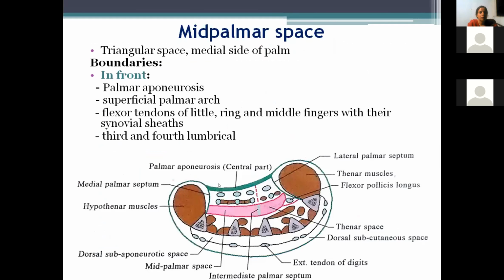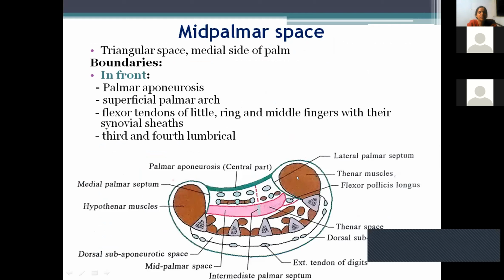Now, the mid palmar space. When you talk about the mid palmar space, this is towards the little finger, right? This is the thumb, this is not towards the thumb, this is towards the little finger. So this pinkish area, whatever you are finding, this is actually the complete space. Towards the little finger it is called the mid palmar space, and towards the thumb it is called the thenar space.